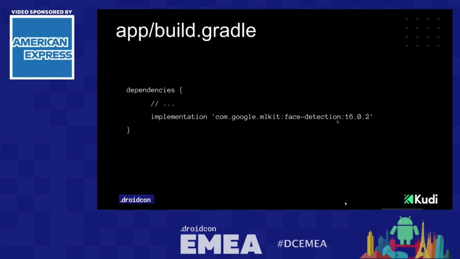Let me also mention that there are two approaches to adding ML Kit into your application. This is the bundled version. It means that when you build your application and want to release it, this particular ML Kit face detection library is bundled with your application. Another approach is that you let Google Play Services do that.